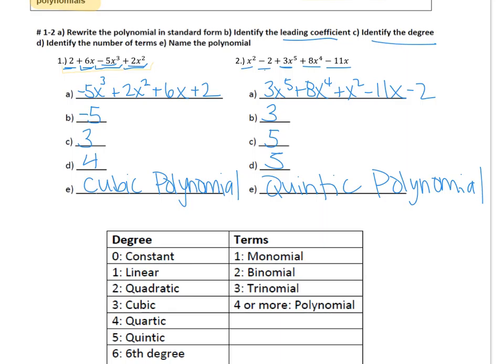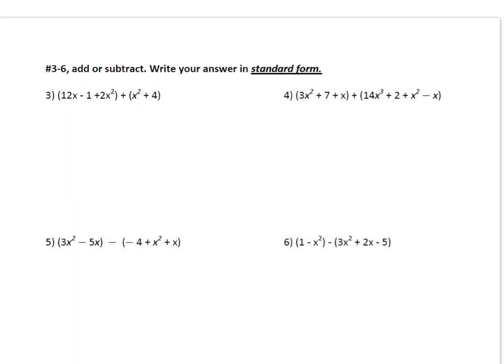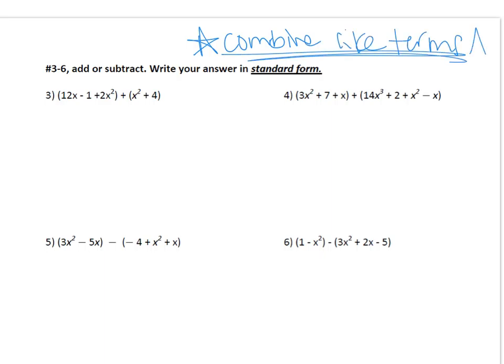Okay, now let's move on to the next learning target, which is adding and subtracting polynomials. The key thing here, make sure we combine like terms. That's going to be a really important part with this learning target. A like term would be if it has the same variable with the same exponent. So we want to add or subtract. We also want to write our answer in standard form. So I always like to start there. Always start with your largest exponent first, largest degree.